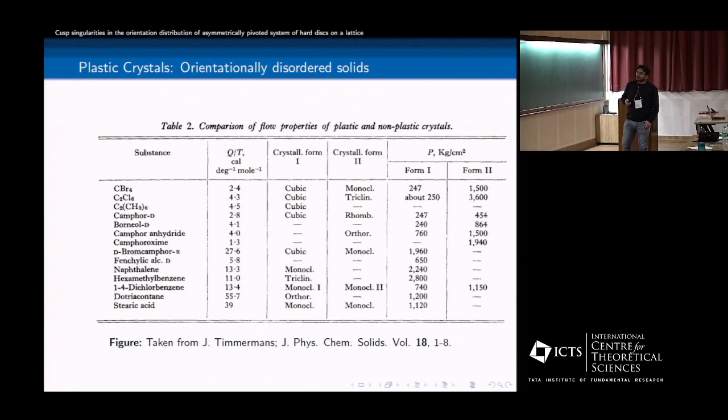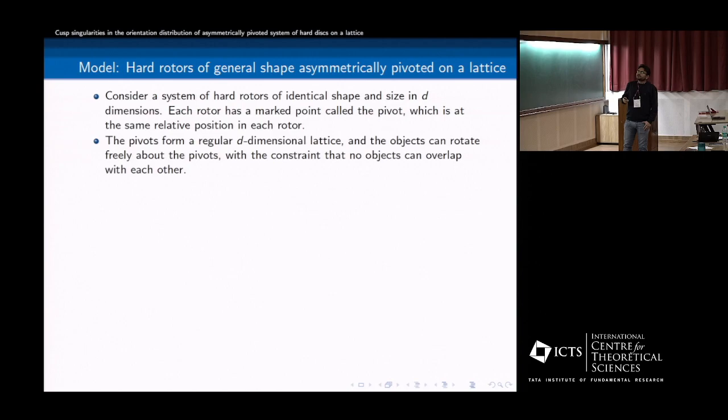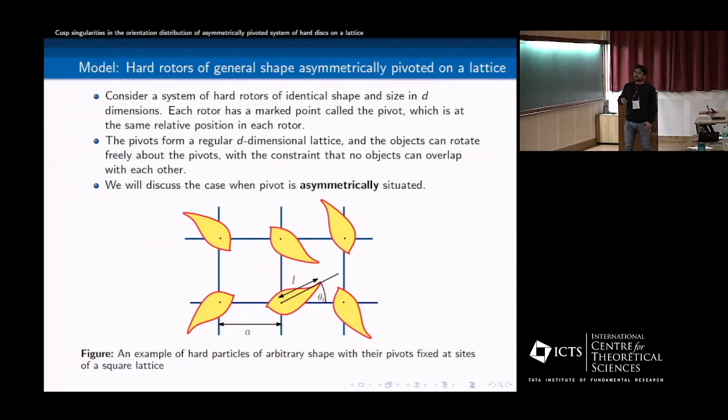What we have done in this work is to give a minimal model of these plastic crystals. You consider a hard rotor of any general shape, but they're identical, and the pivot point is also identical of course, and they form a lattice. The pivots are on a lattice in d dimensions. It can be in any dimension or any regular lattice.